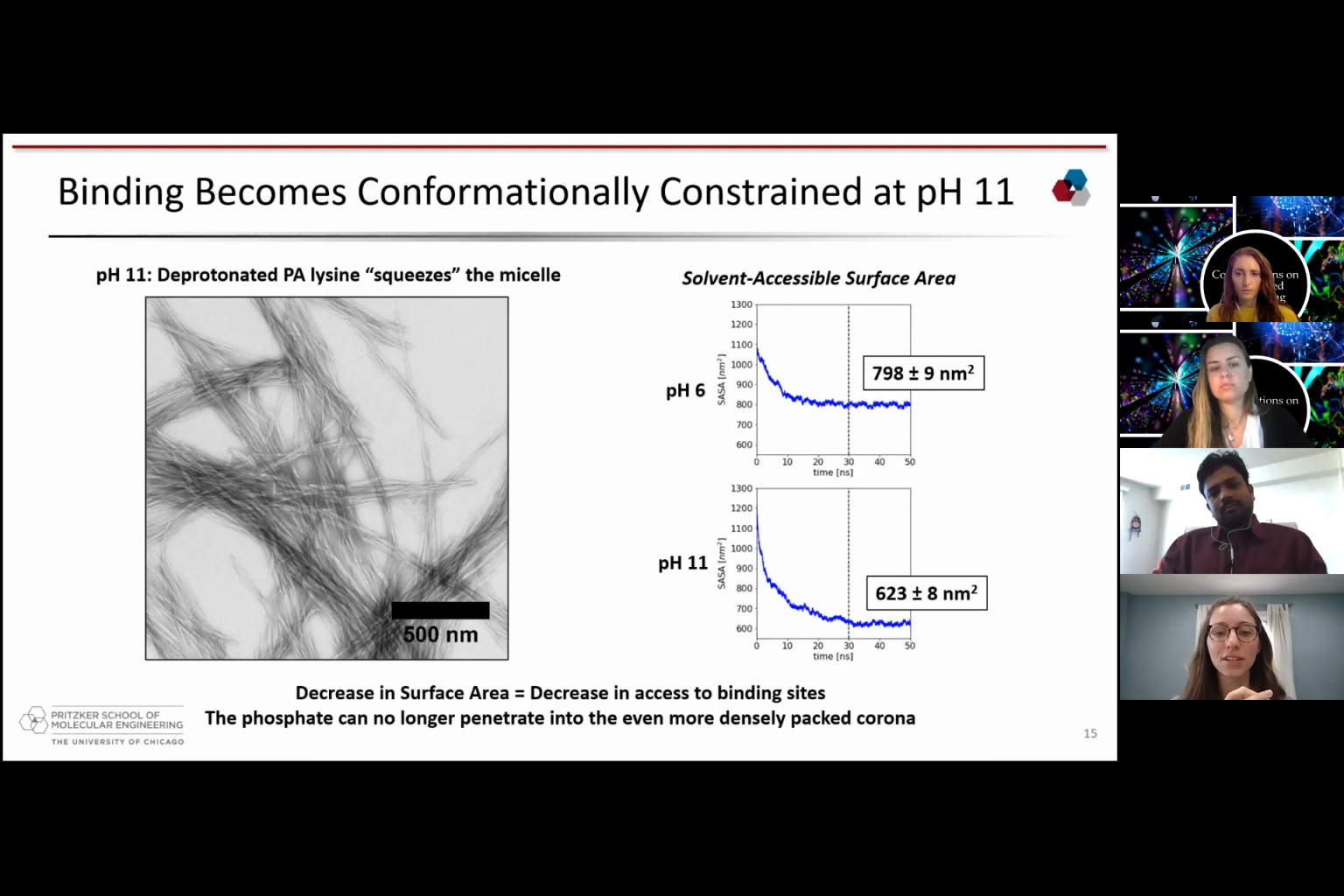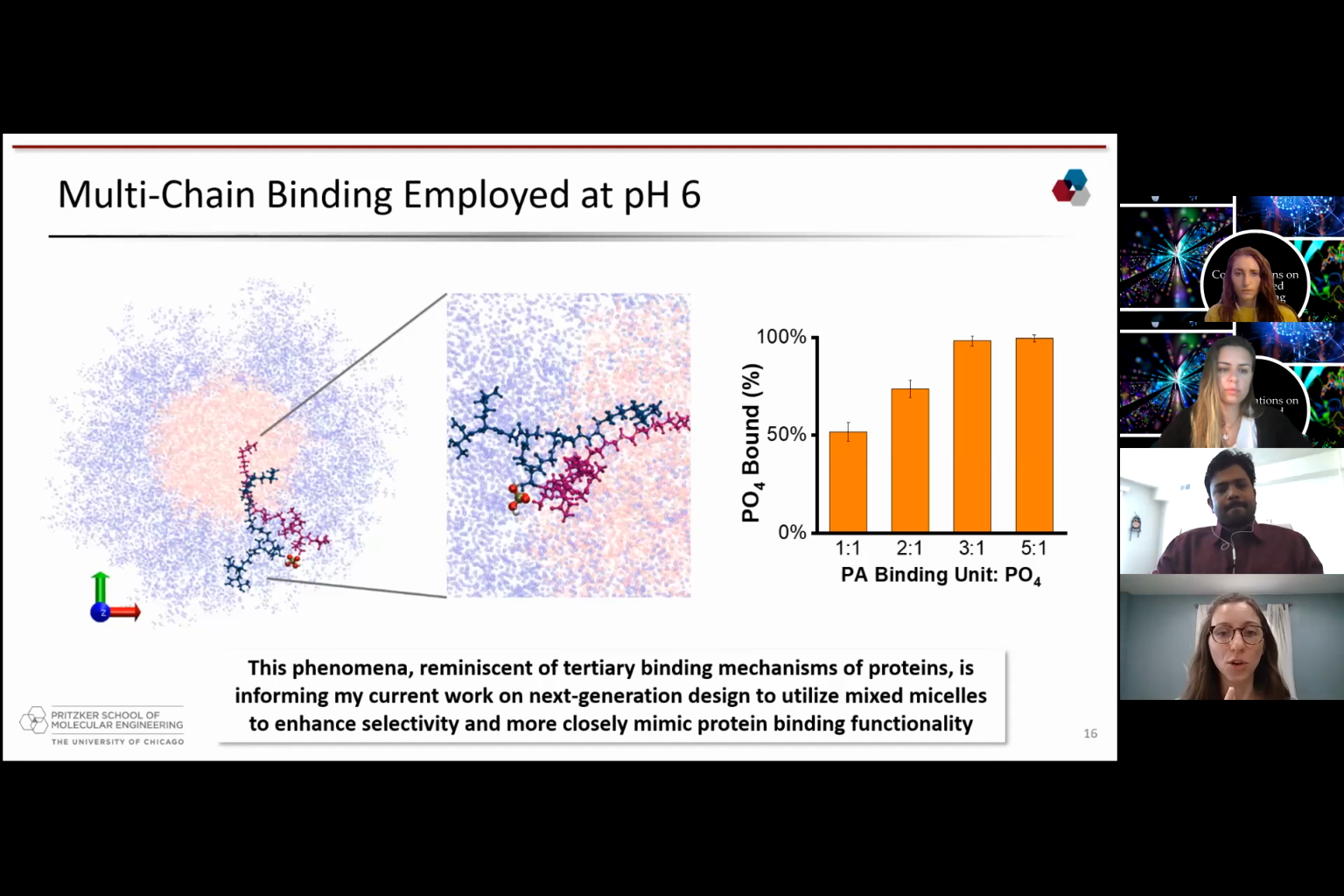And as the surface area decreases, there's a decrease in access to binding sites. So phosphate can no longer penetrate into this super dense micelle corona and adopt the conformation that it needs to bind phosphate. So that answers the first question. And then the second question is, why is phosphate bound at pH 6 when it wasn't bound before? And what we see here is a pretty interesting phenomenon that I am using to design and test the next generation of things: we see multi-chain binding employed within the micelle corona.